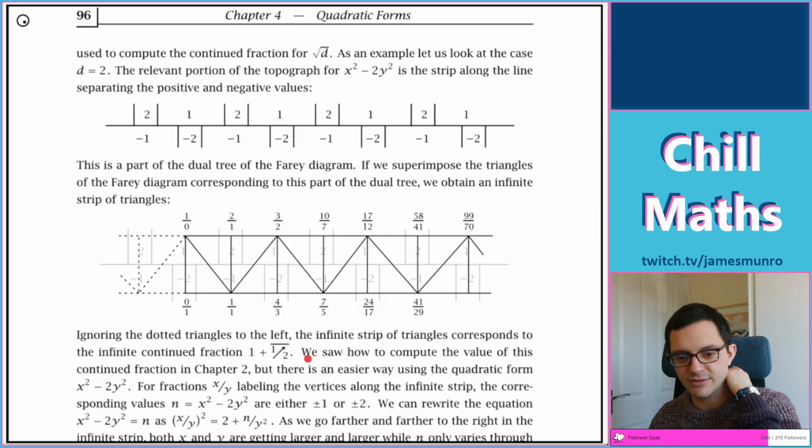Easier way using the quadratic form. For fractions like this, labelling the vertices along the infinite strip, the corresponding values of this are either plus 1 or plus minus 1 or plus minus 2. We can rewrite this like that.